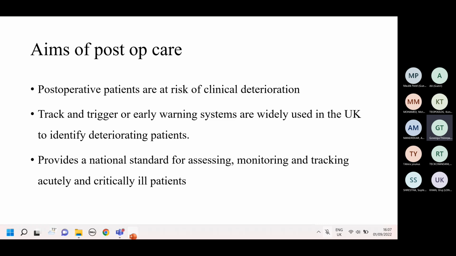The main aim of postoperative care is to detect clinical deterioration early and track and trigger early, right? It is done by using an early warning score, the National Early Warning Score, which is used widely in the UK to identify deteriorating patients early. It provides a national standard for assessing, monitoring and tracking acutely and critically ill patients. I think you are all aware of this scoring system. Can we go to the next slide?